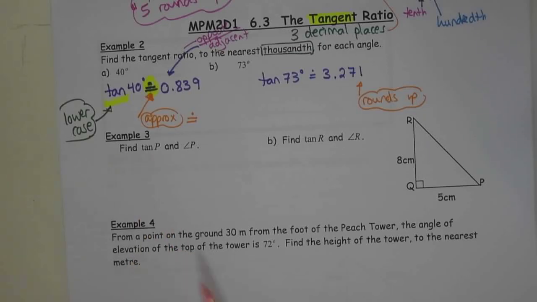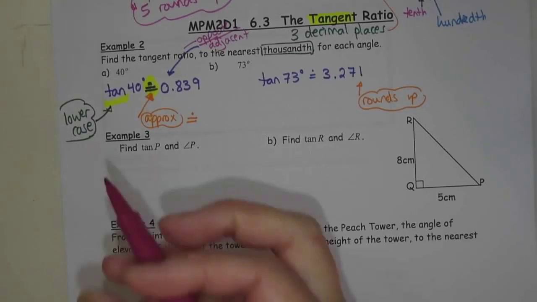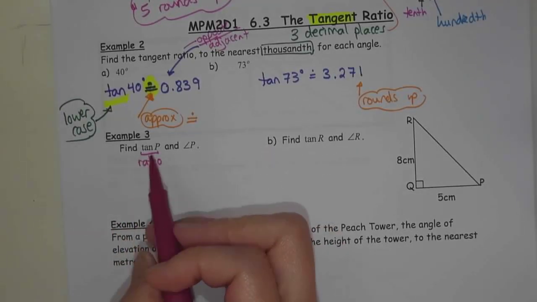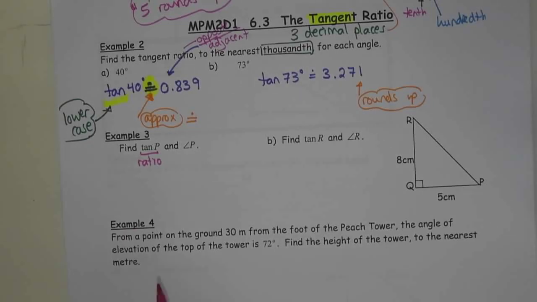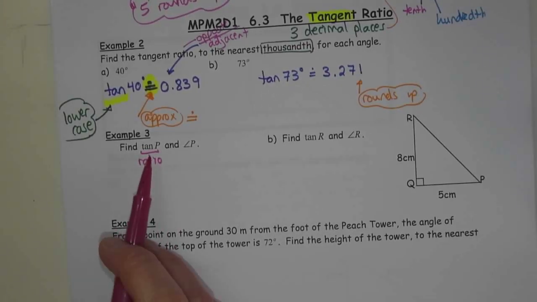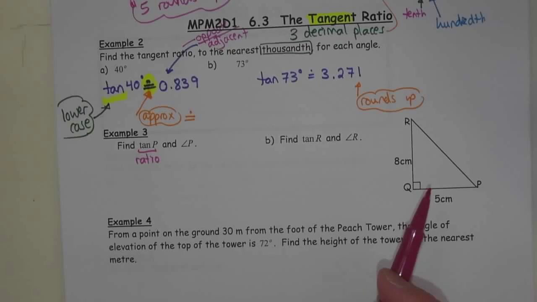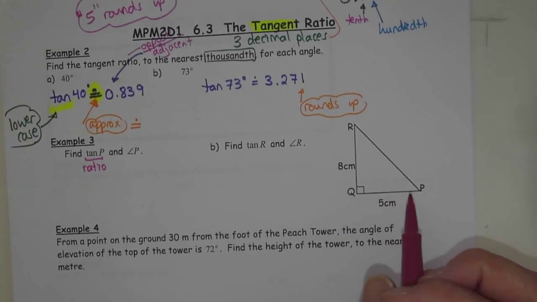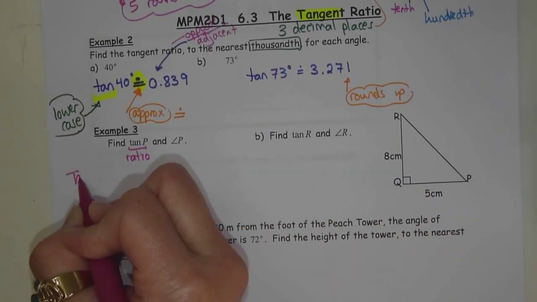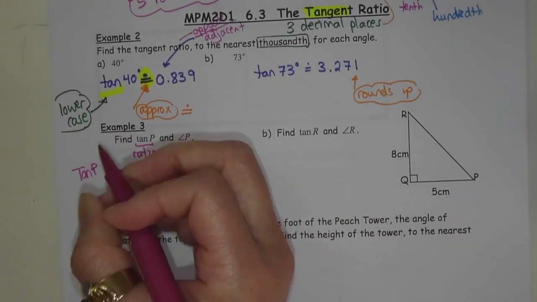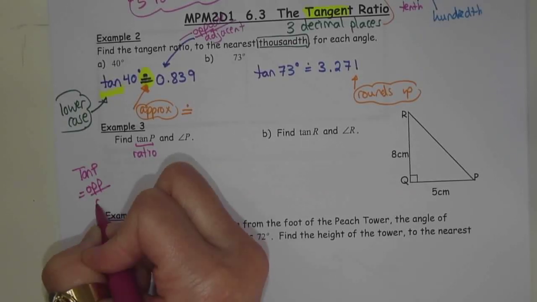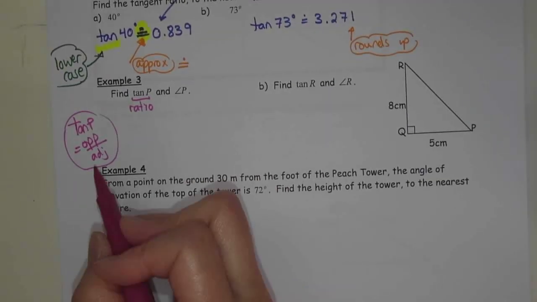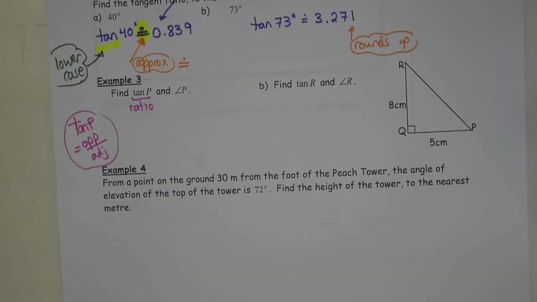Tan P is the ratio. So find the ratio, tan P, and the angle P. When we look at this, and this only works for right angle triangles, tan is opposite over adjacent. So tan P is opposite over adjacent. That's what they're asking for.